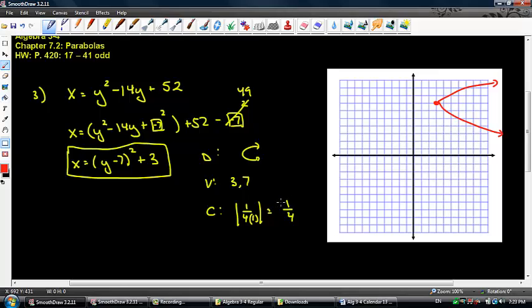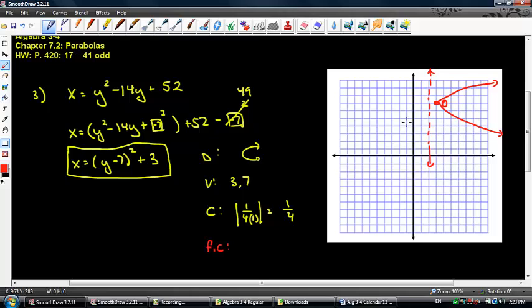The focus needs to be inside, so I'm going to move to the right 1/4 as best I can. The directrix needs to be outside, so I'm going to draw my vertical line outside 1/4 of a unit away. Again, the drawing isn't necessarily super important as long as you get the details correct.